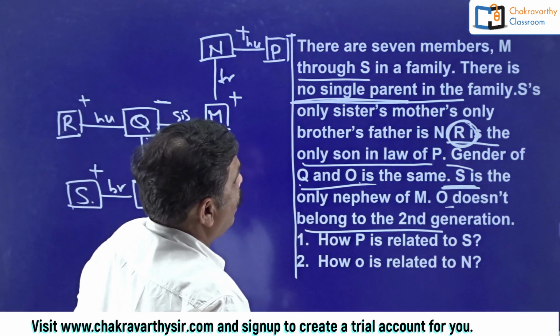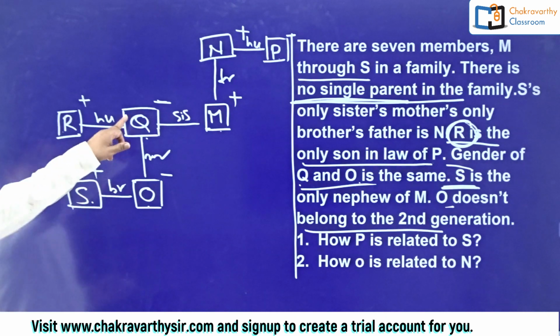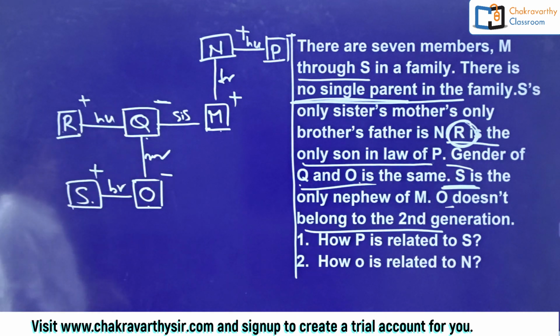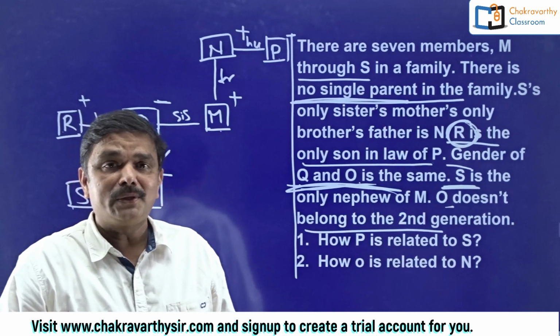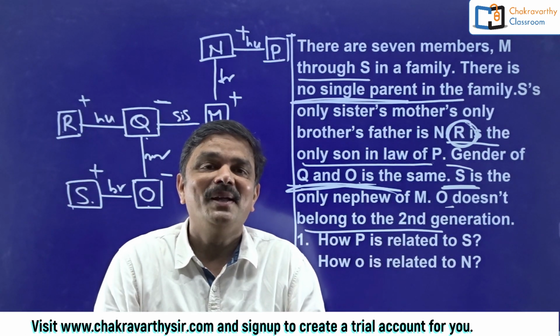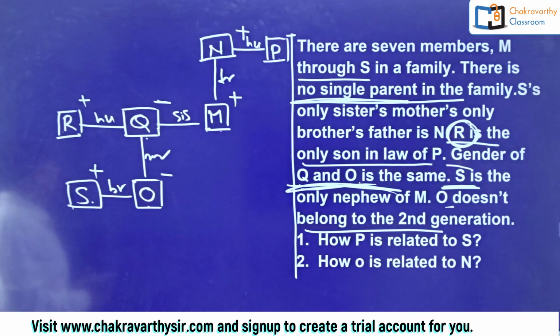One more information they have given. The gender of Q and O is the same. Anyway students, O and Q both gender is same. This information is not required. This is called the redundant information. I don't need that one. Without that information also I can solve the question. Isn't it simple for you students?